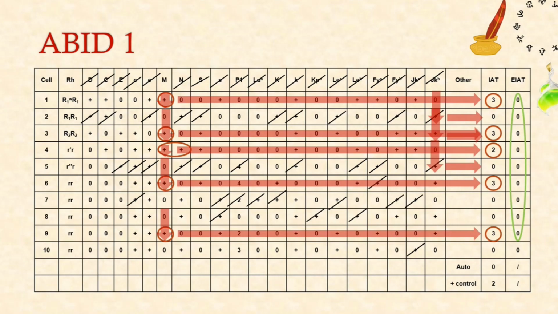Can't exclude this because it's a positive reaction there. So I move down to my next positive. Same again, positive reaction. Looking like it could be this. Move down the next positive. Same again. Looking good. Go down, I cannot exclude the presence of anti-M.